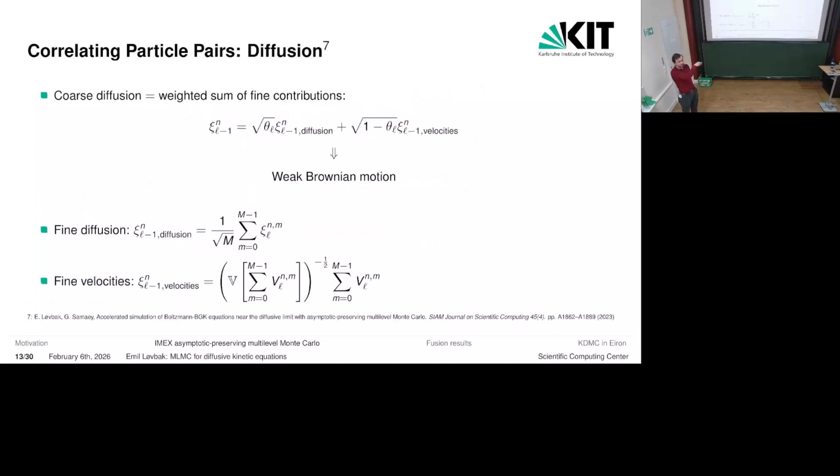We have our fine diffusive steps. These are normally distributed increments. You can sum these and get another normally distributed increment. So you have to rescale to get the correct variance. And with the velocities, you can also just sum all the velocities, these updates, and rescale them in a similar way. The formula here is a little bit more complicated, so I've just hidden it from you.